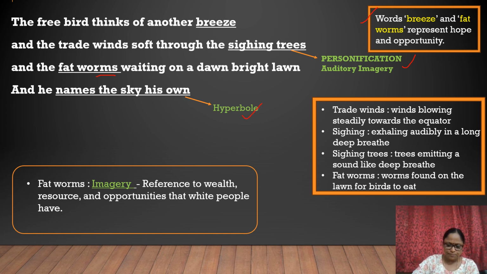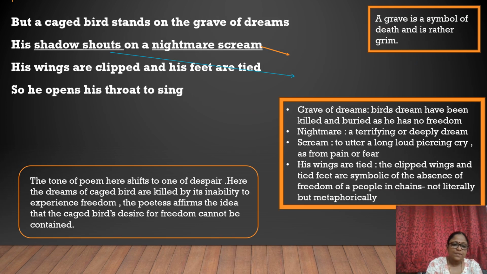Let's look at the next stanza. The fifth stanza depicts the bird in its cage, the cage that has now become the grave of the bird's dreams. But a caged bird stands on the grave of dreams. Grave is a symbol of death and is rather grim. So what does he do? Since his wings are clipped and feet are tied, his shadow is shouting. That is personification. The poetic devices are personification and, at the same time, alliteration as well, the repetition of a consonant sound: shadow shouts. On a nightmare scream, the sound, auditory imagery, is used here.